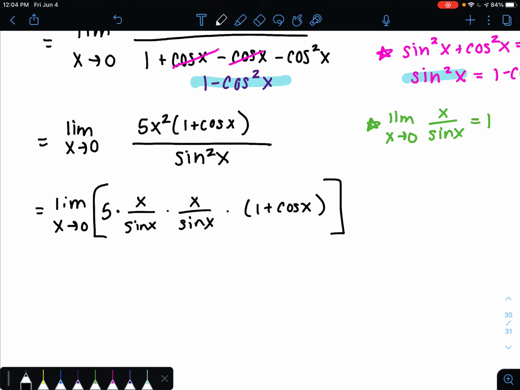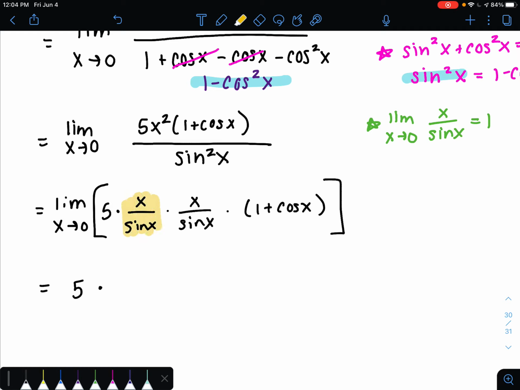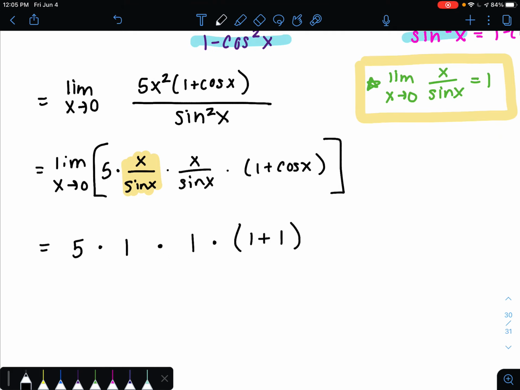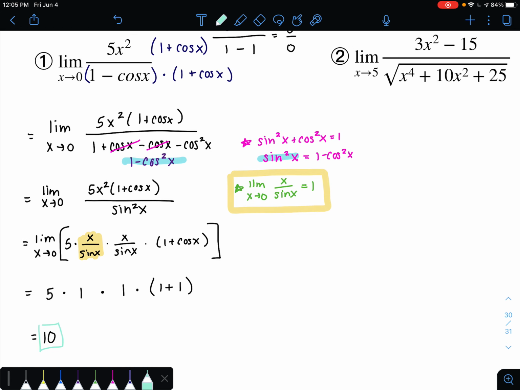Technically this is all in brackets because we're taking the limit of the whole thing. So now I can take the limit as x approaches 0 for all of these parts. The limit of 5 is 5. And then we know that the limit as x approaches 0 of x over sine of x is equal to 1. So I'm going to get times 1 here, times another 1, and then I'm going to get 1 plus cosine of 0, which is 2. So overall I get 5 times 2, which is going to give me 10.